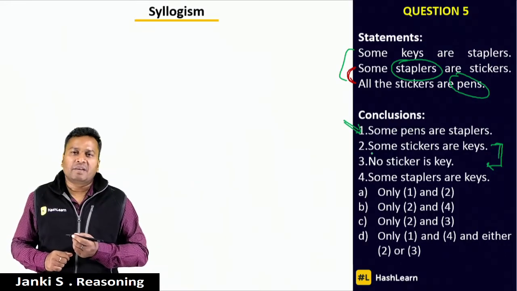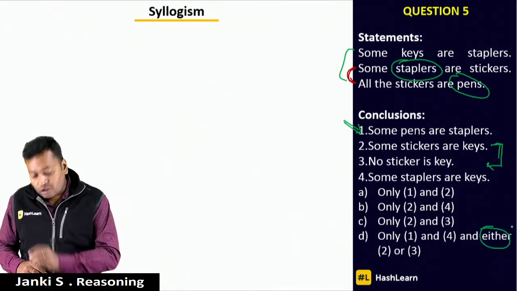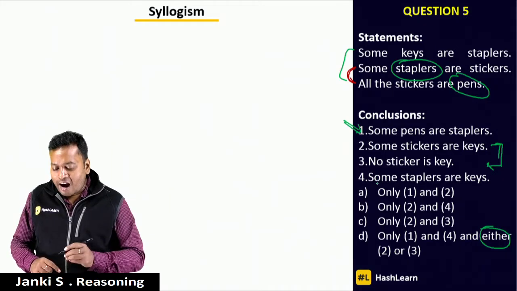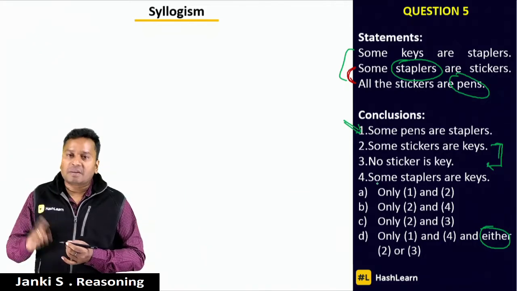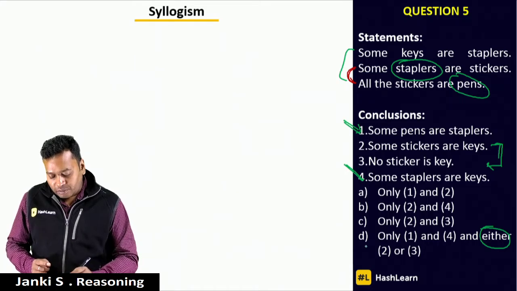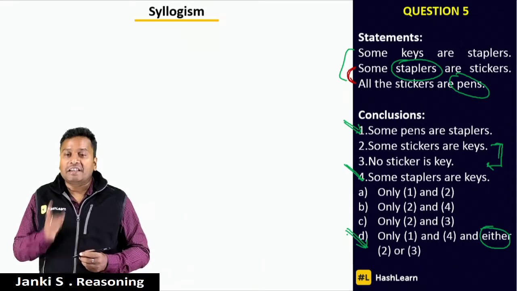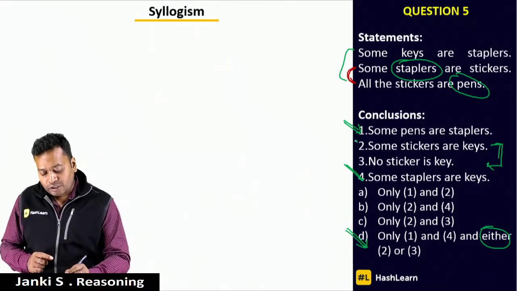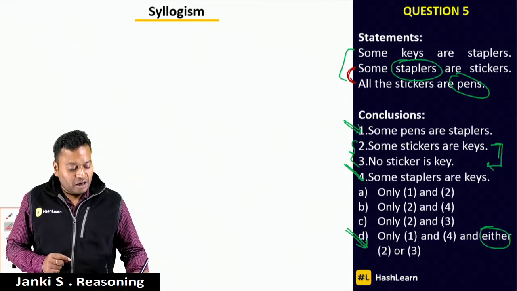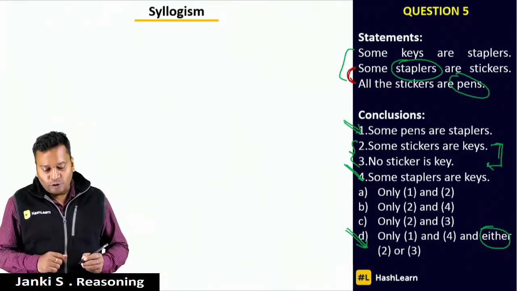That means my answer should be in terms of either. So first I'll check whether the either option is there, and definitely I have an either option available. Then some staplers are keys: some keys or stapler is given, which represents some staplers are keys. So that will also follow here. That means D is the value which will follow the condition: only 1 and 4 and either 2 or 3. So from here we saw the either case, where I am confused between two things and have to choose one.